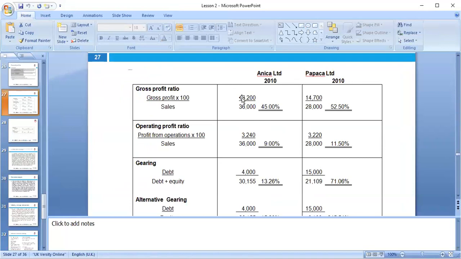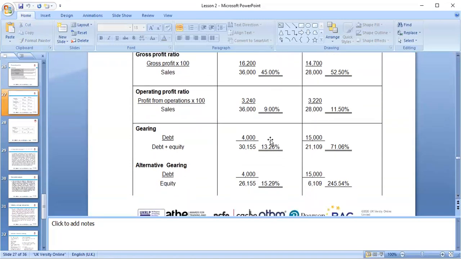So gross profit 16,200 divided by 36,000 is 45% this year. For the other company, Paprika, it is 52.5. According to the gross profit percentage, Paprika is better than Anika. Anika's margin is 45 and the other is 52, so 7.5% is higher. When we look at the operating profit, Paprika is higher than Anika, by 9%. So you've been given all the formulas across.